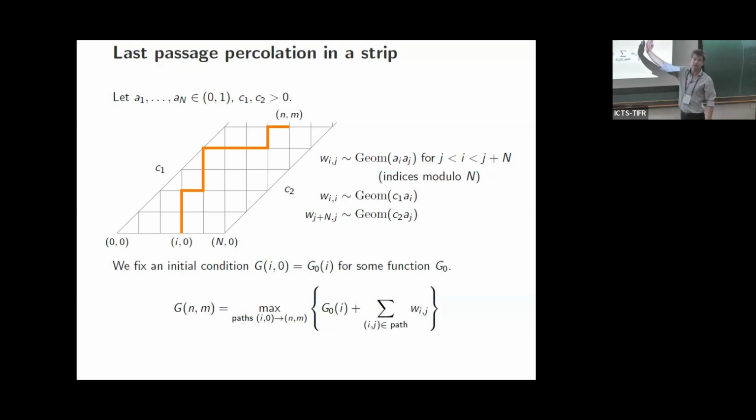And on the left boundary, WII is geometric of parameter C1, AI. On the right boundary, weights are geometric of parameter C2 times AJ. So I have two boundary parameters and bulk parameters.